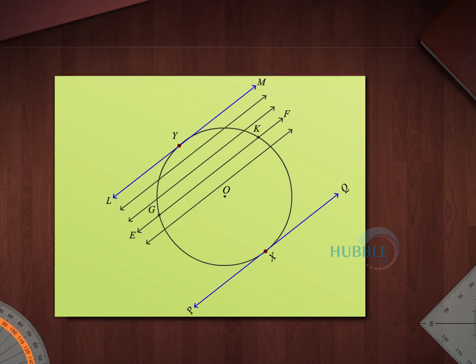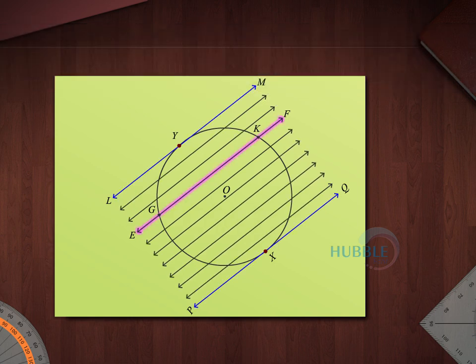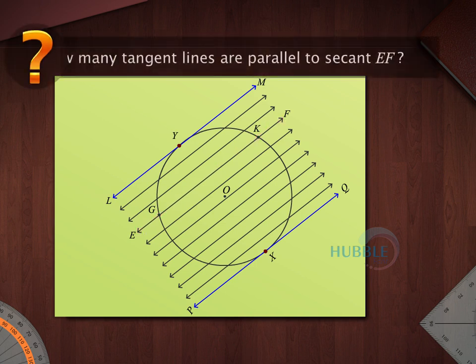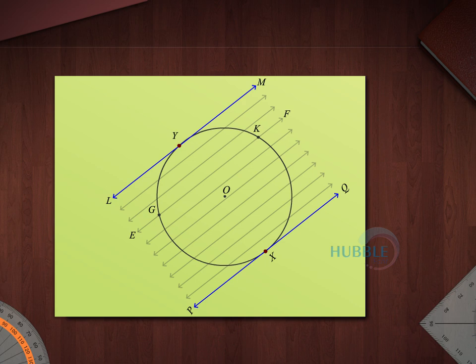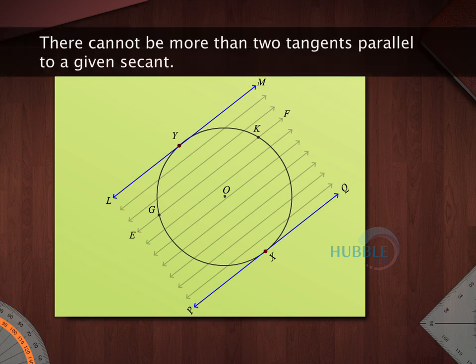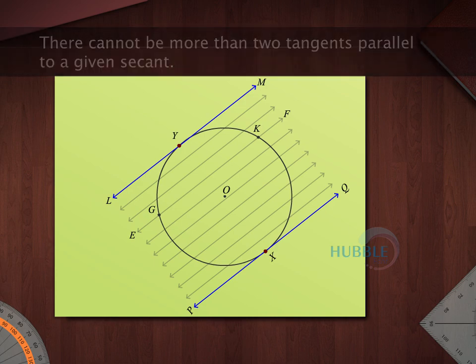Next, let's draw multiple lines parallel to secant EF on both the sides. How many tangent lines are parallel to secant EF? Only 2 tangent lines LM and PQ are parallel to the secant EF. Thus, we can say that there cannot be more than 2 tangents parallel to a given secant.